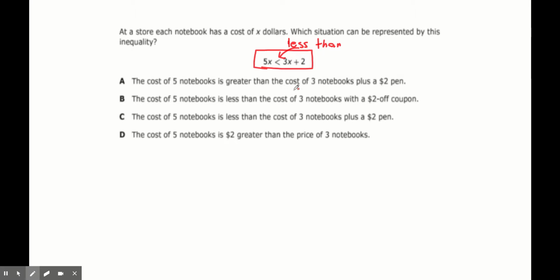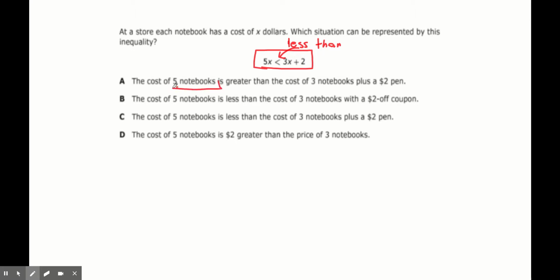So what we need to do is go through each of these 4 situations and write out an inequality that describes each situation. And then at the end, we will pick the one that matches this inequality right here. All right, so let's get started. Let's start with answer choice A. So A says the cost of 5 notebooks is greater than the cost of 3 notebooks plus a $2 pen. All right, so here's all our information. Let's go ahead and write this inequality as we read it from left to right.